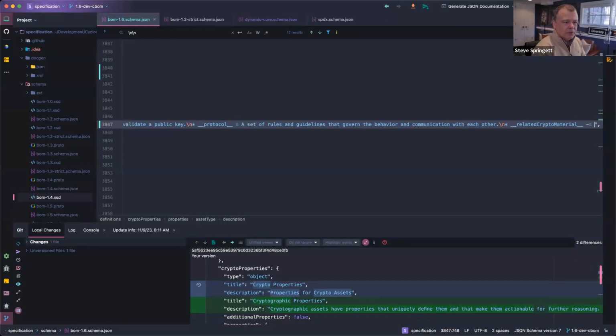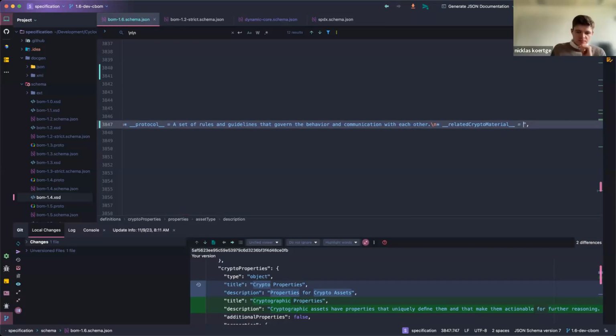Okay, related crypto material. This is obviously specific to CBOM. So how would we describe this? Yeah, I think we have a definition for that in our README. Let me have a look. Yeah, let's see.